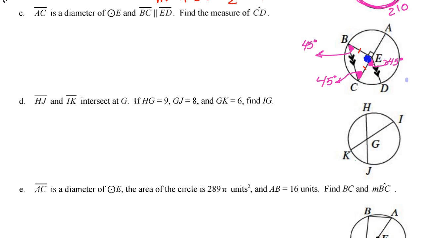Now, knowing that this is 45 degrees and it's not an inscribed angle, it's a central angle because the vertex is at the center of the circle, then the arc CD corresponds to this angle, which is CED. So if this angle is 45, this arc would be 45 degrees as well. So the measure of arc CD is equal to 45 degrees.